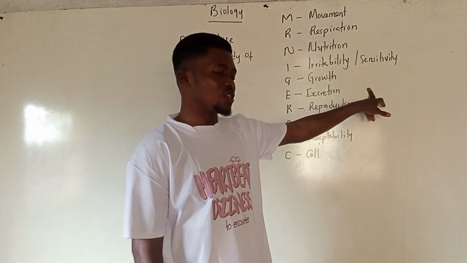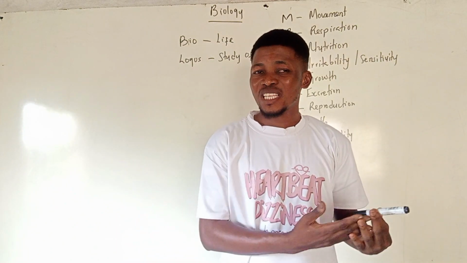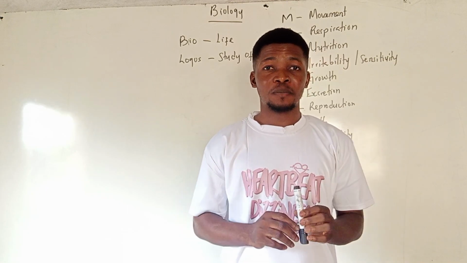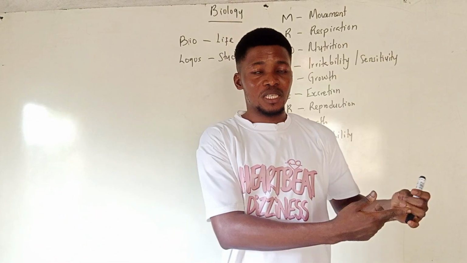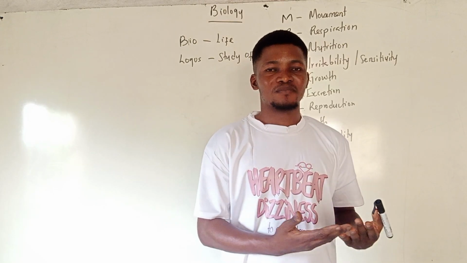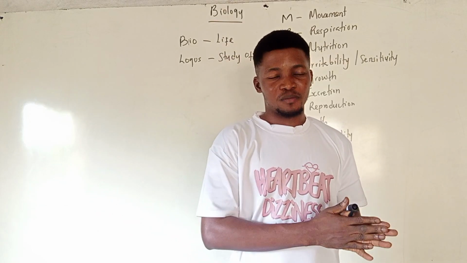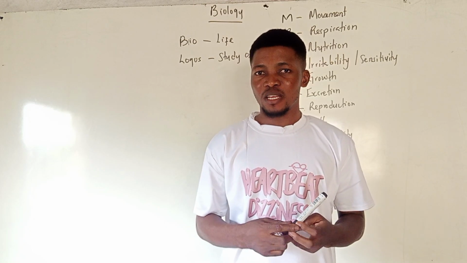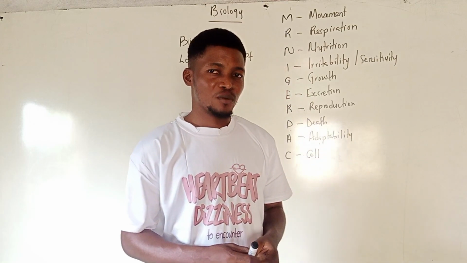Okay, then we have excretion. So what is excretion? Excretion can be defined as the removal of metabolic waste product from the body. Non-living things do not excrete. There are other waste products from the body that are removed, but the process is not excretion. So excretion is the ability of living things to remove metabolic waste product from their body. Of course, non-living things do not have the ability to remove metabolic waste product from their body.